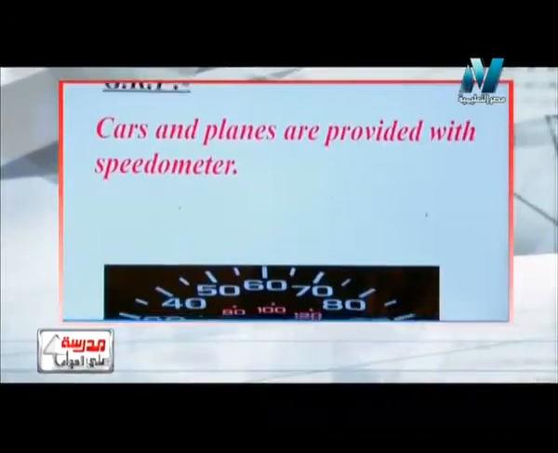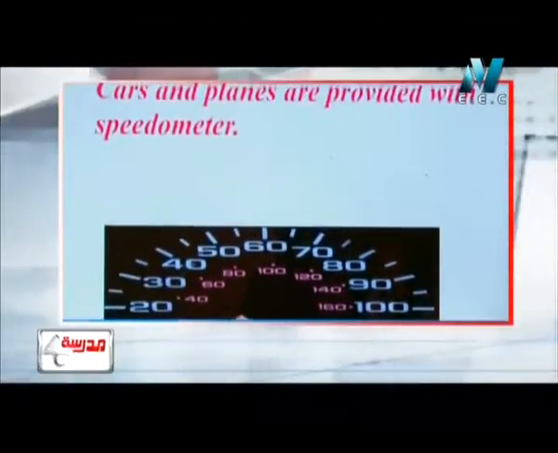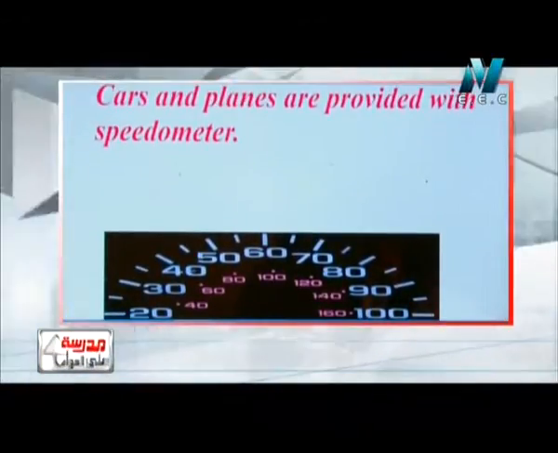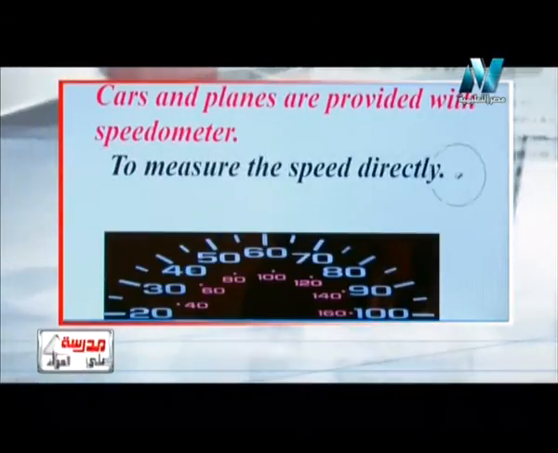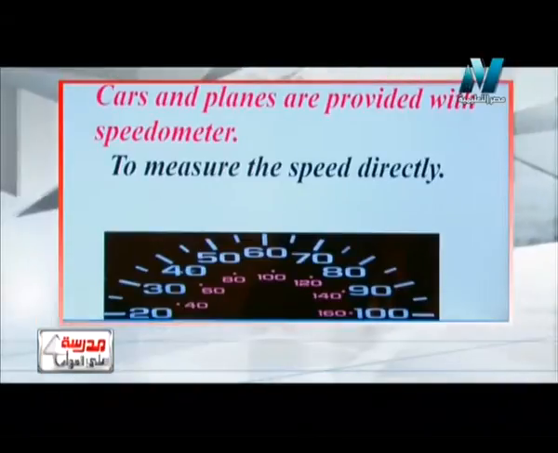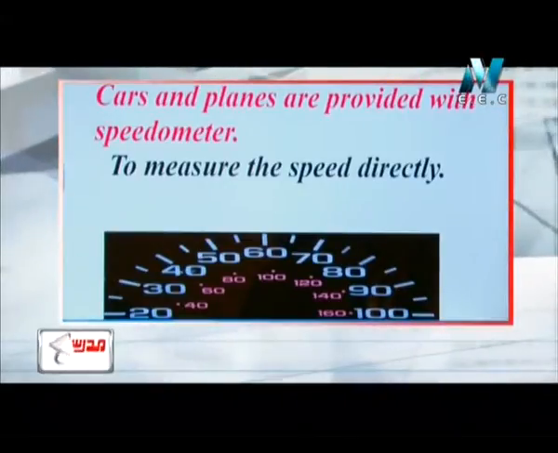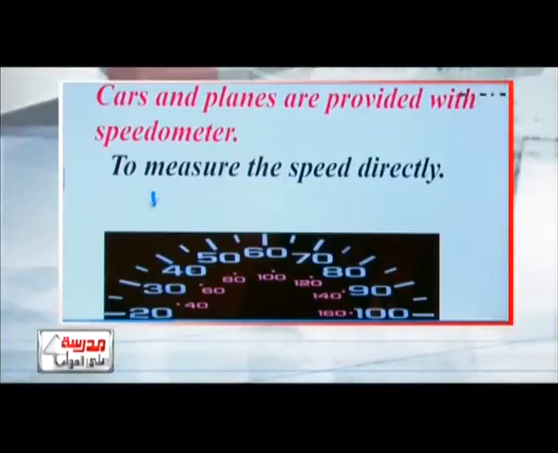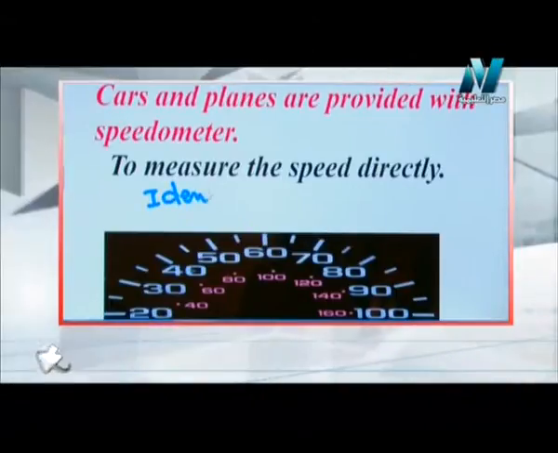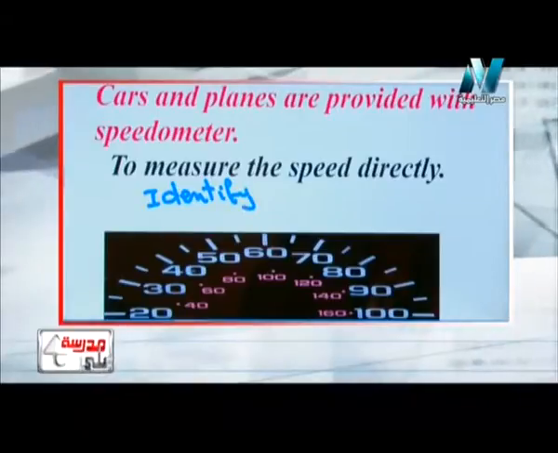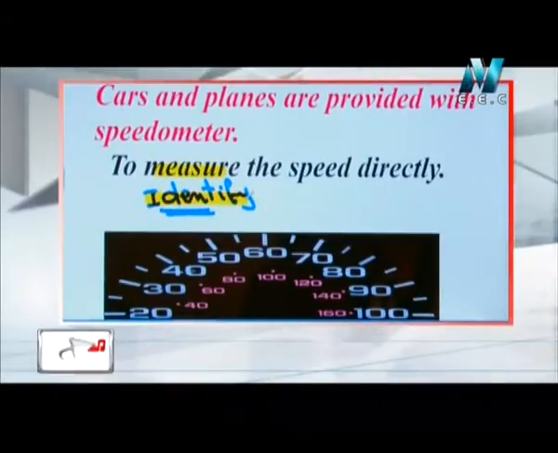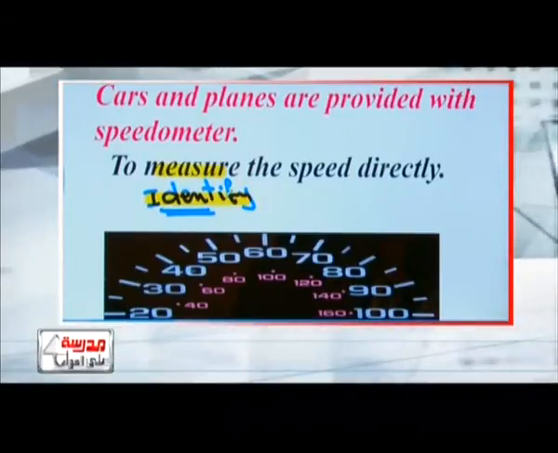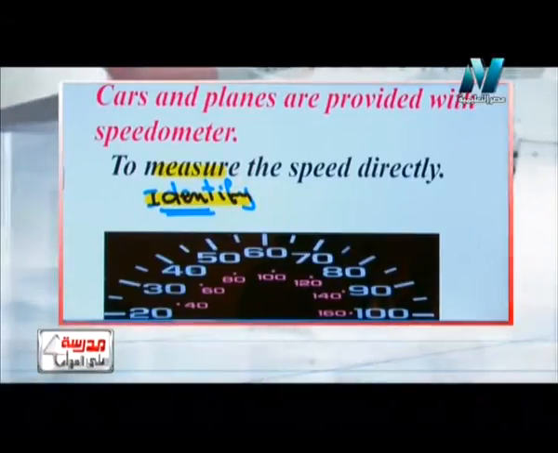ممكن نشوفه هنا بيقول لي cars and planes are provided with a speedometer زي ما انتم شايفين اللي هو عداد السرعة. أو طبعا we can answer this question to measure the speed directly عشان يقيس لي السرعة بطريقة مباشرة، أو we can say to identify the speed directly. يعني ممكن أقولها measure أو identify تعرفني both. السرعة اللي احنا ماشيين بيها، تقيسها طبعا. الاثنين صح والاثنين واحد.